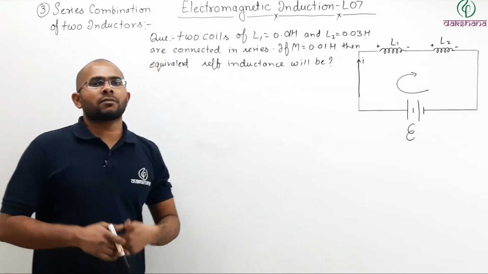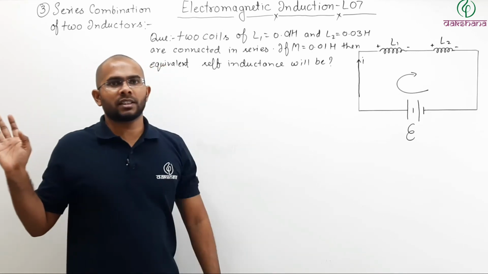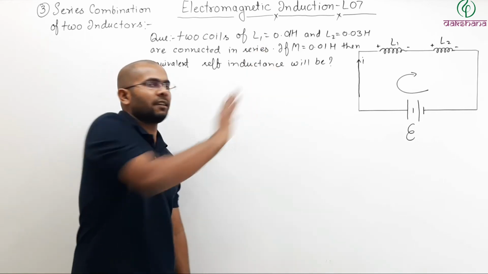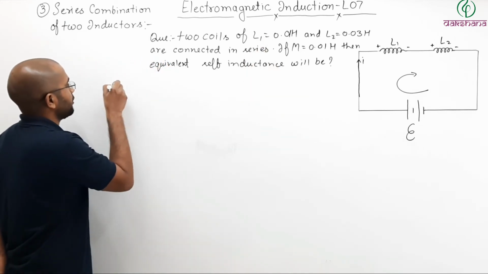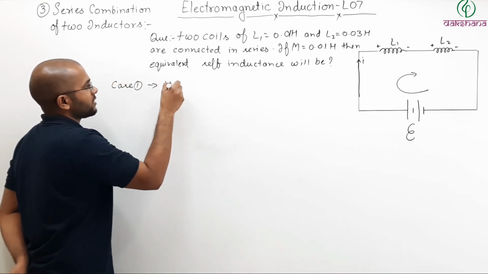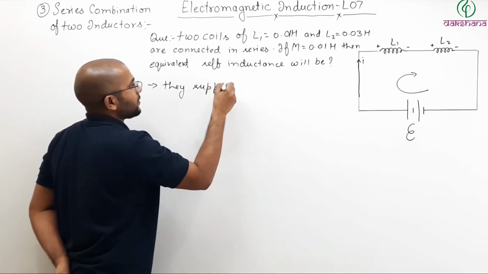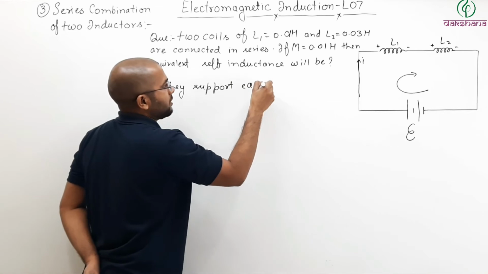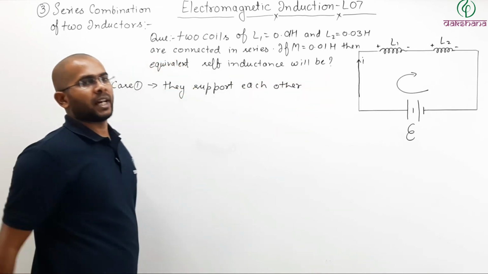So, since they have not given what kind of situation there is and mutual inductance is given, if the mutual inductance was not given, you could simply assume that mutual inductance is not there. But since it is given, you will have to take two cases. Case number one, they support each other, or if you want you can take they oppose each other, no problem. They support each other, meaning field produced by them is in the same direction.